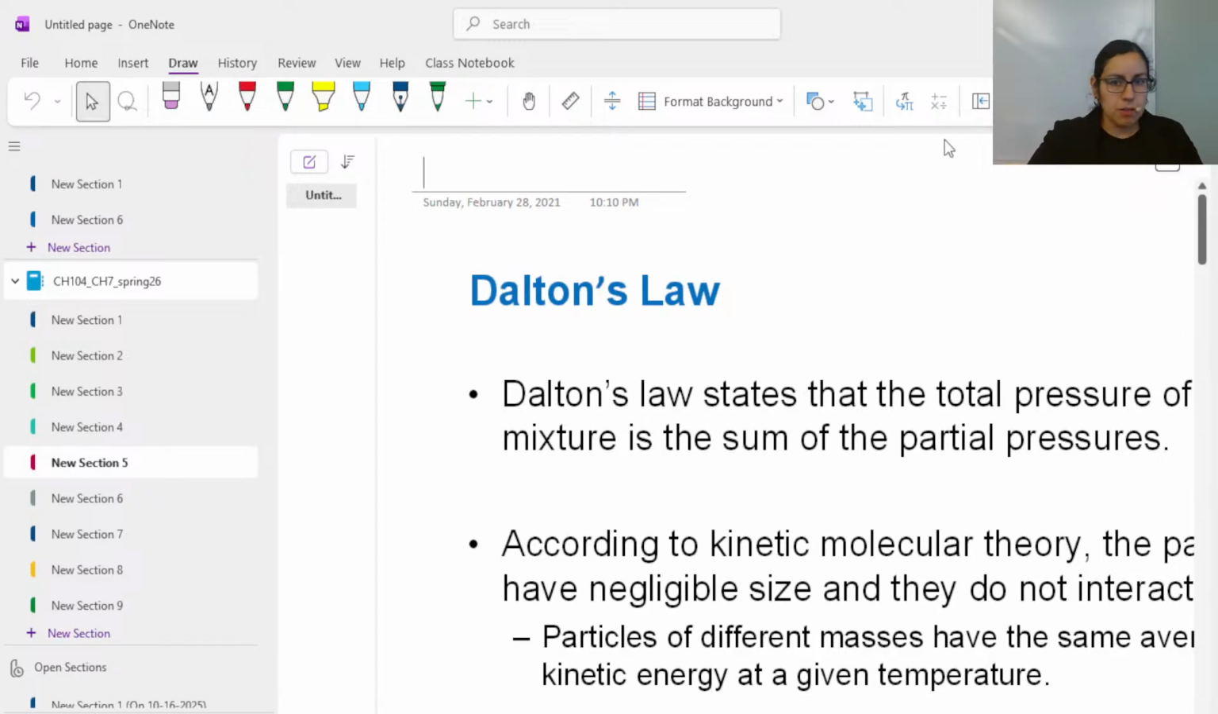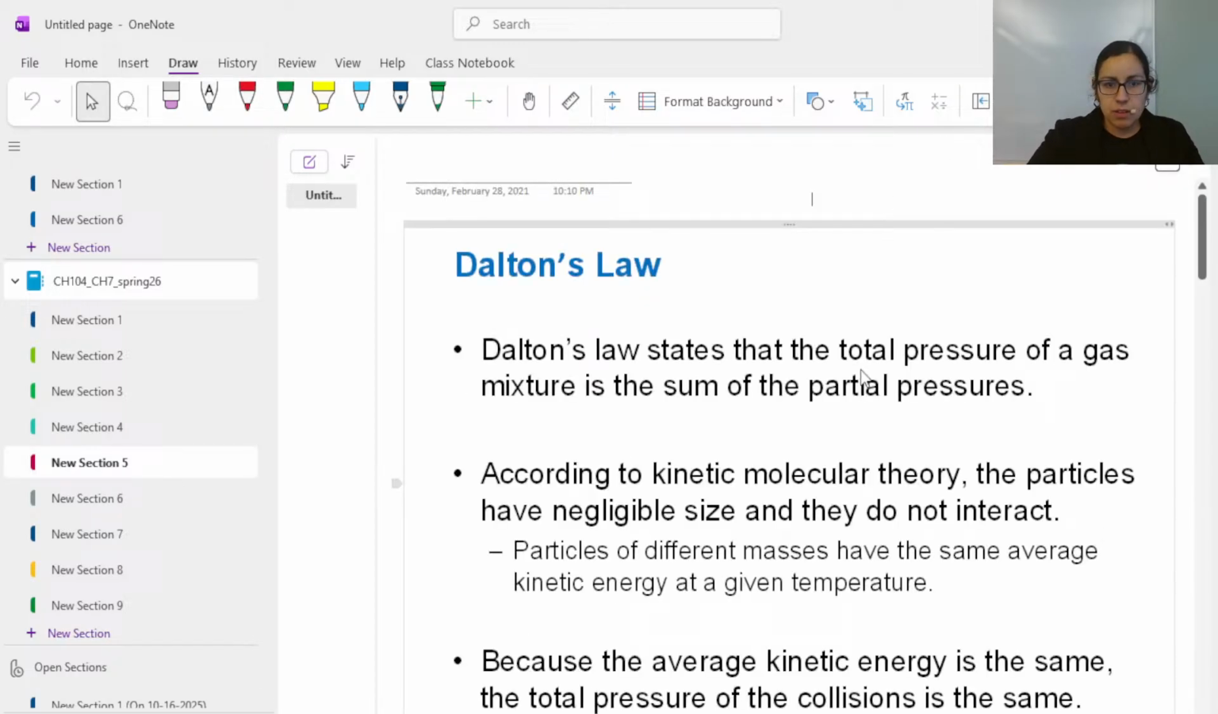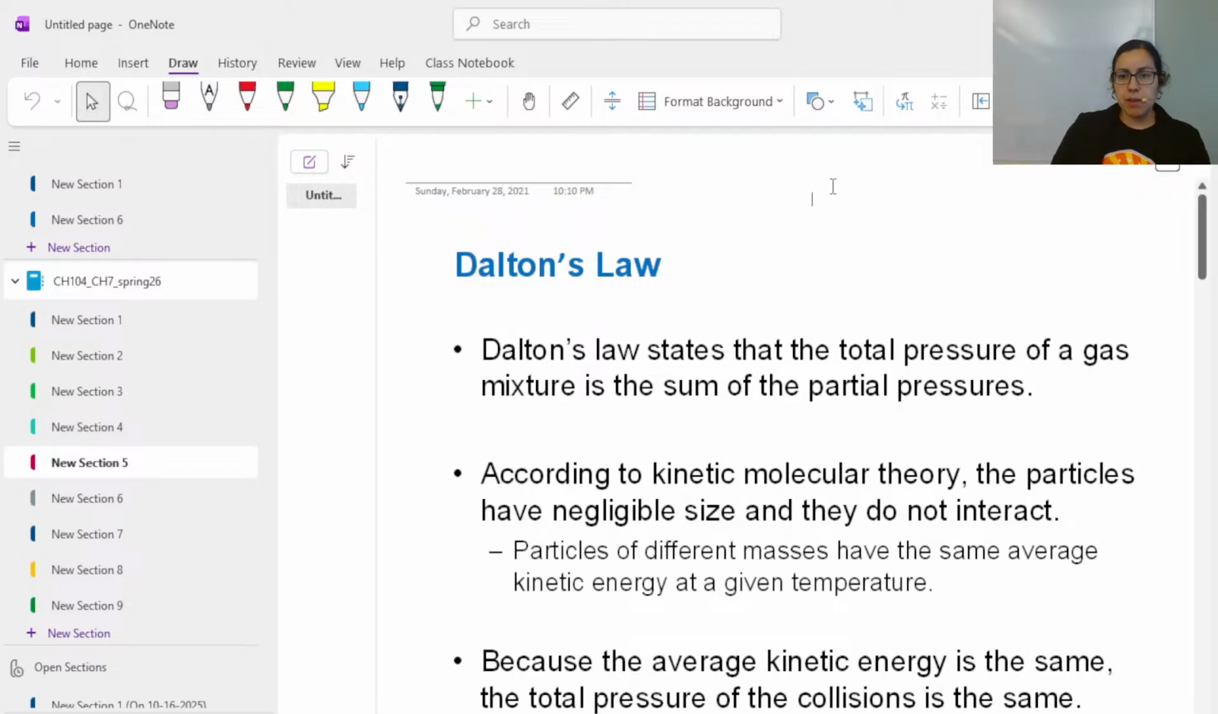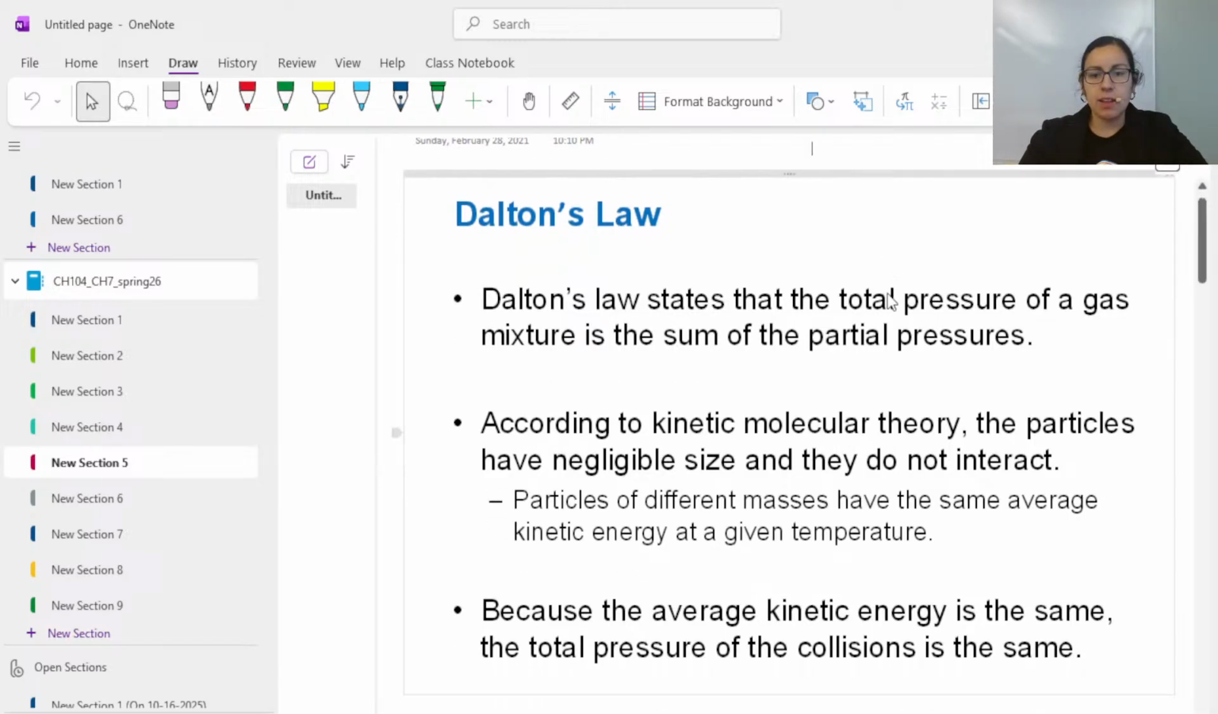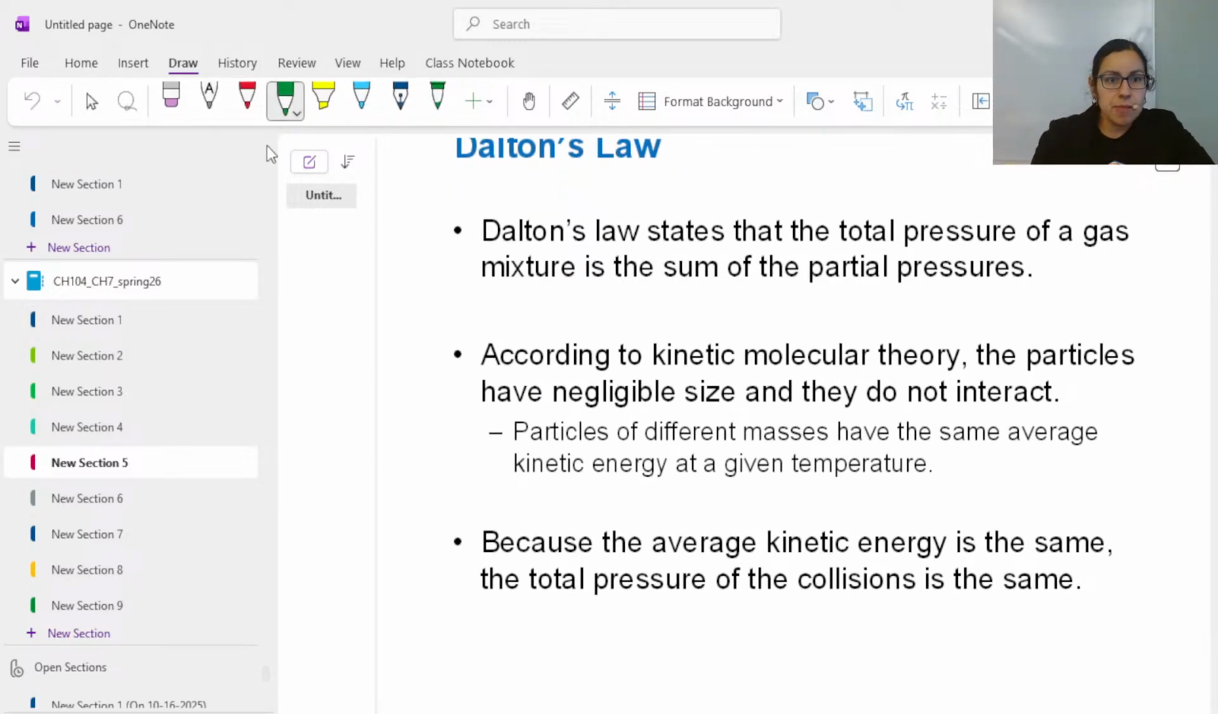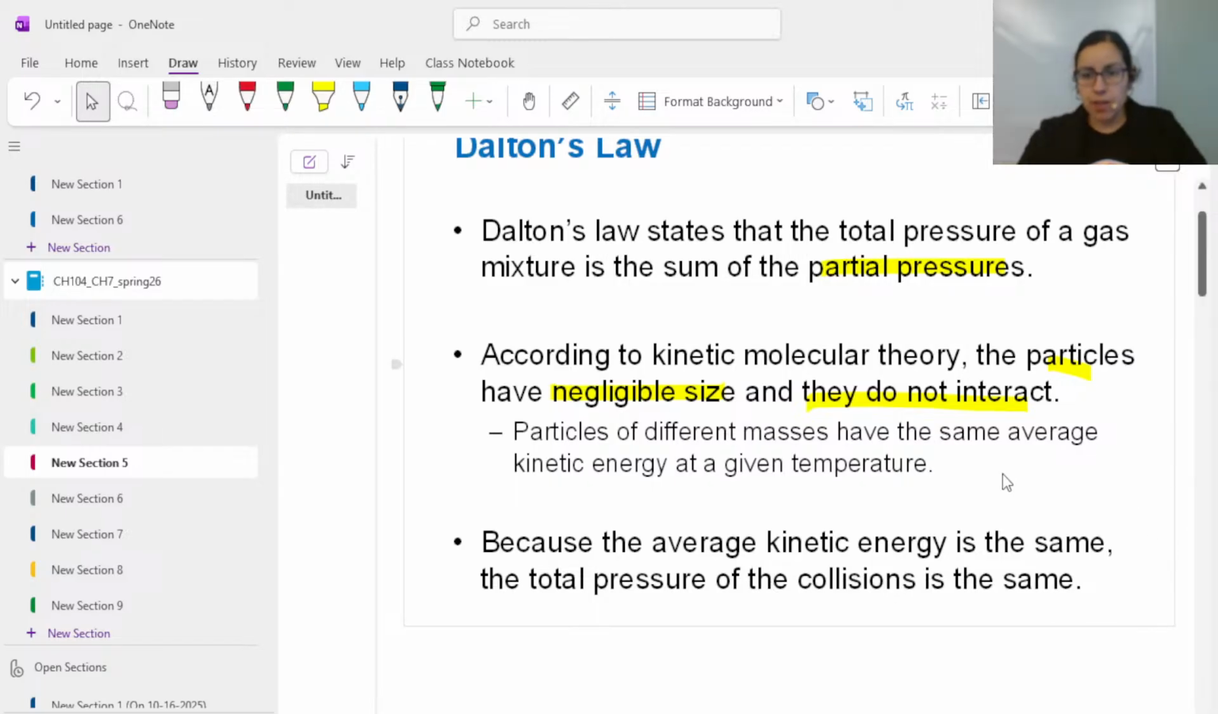All right, so then we get into Dalton's law, which is basically our partial pressure law. But I think it sounds more complicated than it is. Again, we're assuming that the particles have negligible size and do not interact. That means they have the same average kinetic energy. All that means is we can sum up the partial pressures, so it doesn't matter, again, the identity.